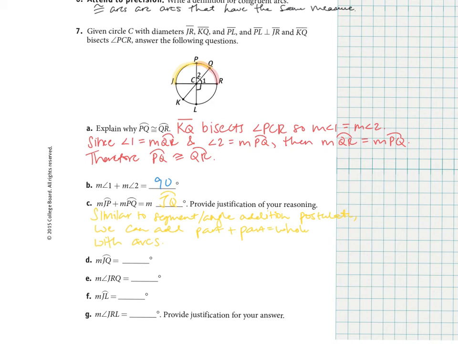So we saw this last semester and we can apply it here. All right, looking good so far. Let's keep going. Let's look at part D. It wants us to find the measure of JQ, that arc. So we want to find JQ.